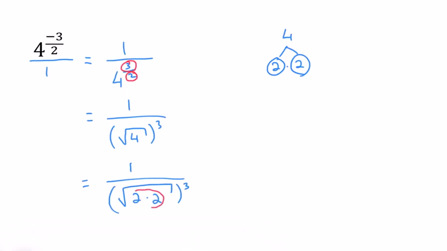We have two 2s, so this gets out a 2. Nothing is left inside the square root there. So we have 1 over 2 raised to the third power. So this is 2 times 2 times 2. So 2 times 2 is 4, times 2. So this is 8. So we have 1 over 8.